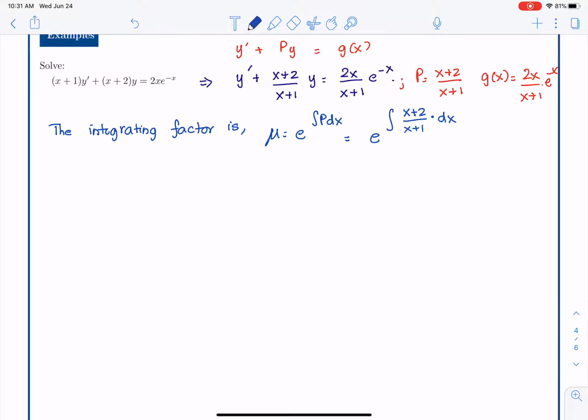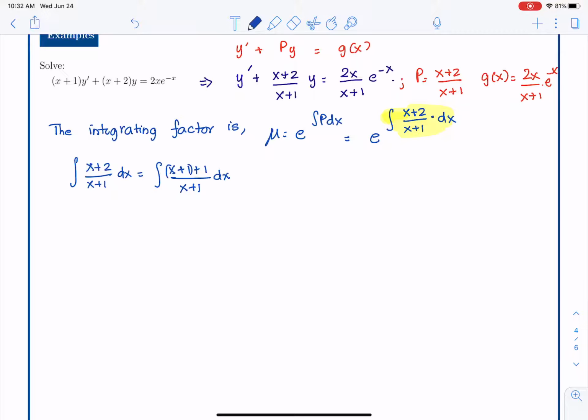Now, you must know integral calculus pretty well because this requires a trick. So I'm going to take the integral that we see up here, do it separately, and then plug it back in. How do we integrate this? Well, the trick here is to write that 2 as 1 plus 1.